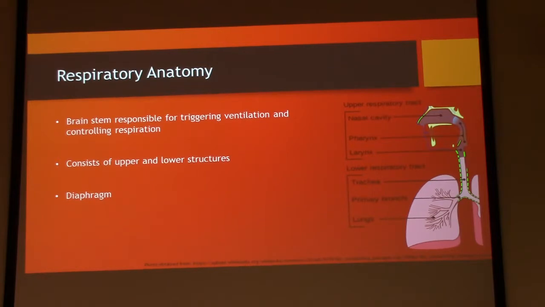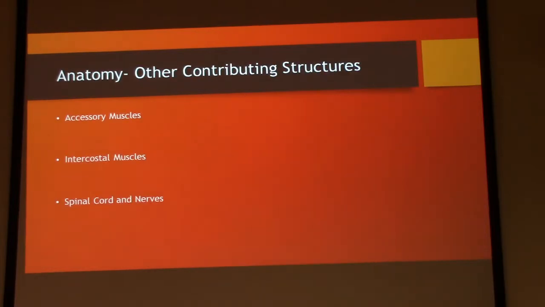But there are other parts that do make up part of the respiratory system. The brainstem, pons, and the medulla also play a very important part in our ventilatory status, along with our intercostal muscles and the accessory muscles, and even our diaphragm.